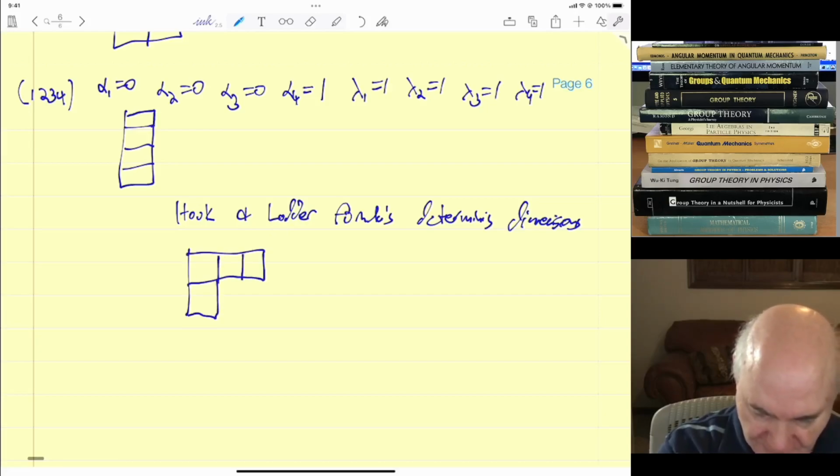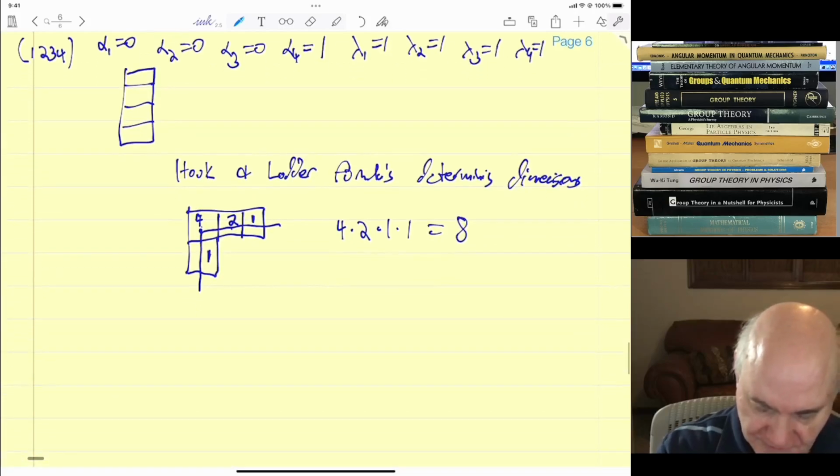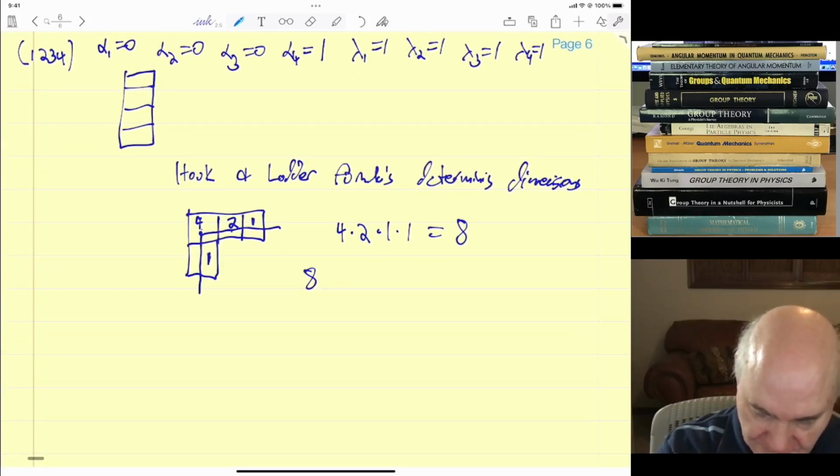Say we have this. What you do is for each box, you go like that, to the right and down, and you ask how many boxes you intersect. So this one is 3, and this is 4. Here there's nothing on the downside, and there's nothing on the downside. So here this is 2, and this is 1, and this is 1. So the hook and ladder would be just the product of those things, 4 times 2 times 1 times 1, which is 8. So this tells me that there is an 8-dimensional representation.